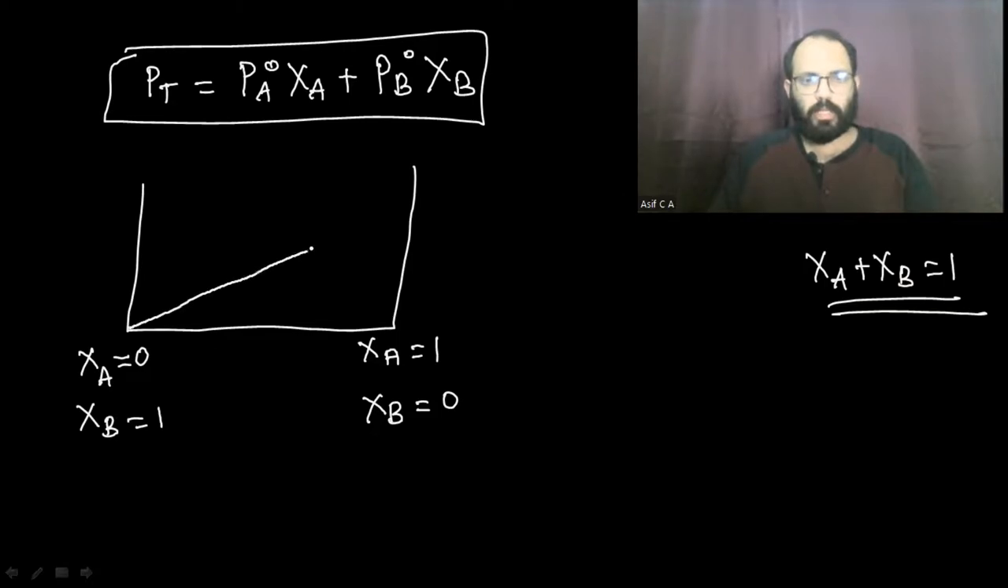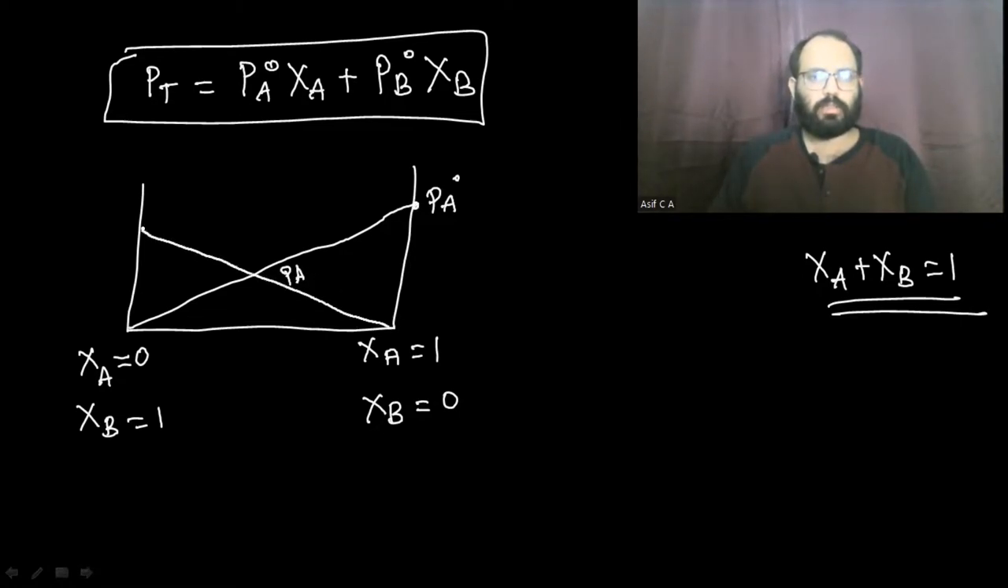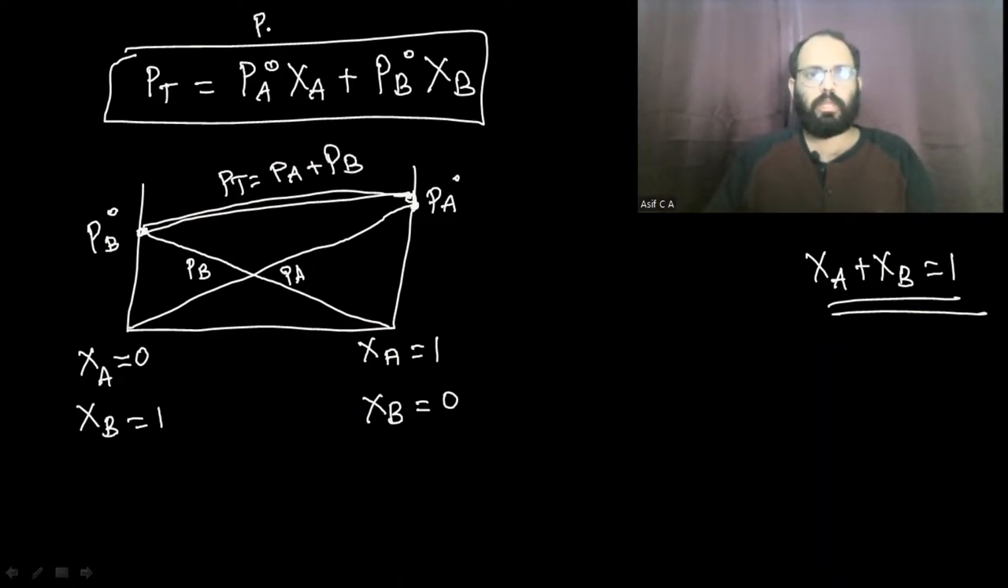So we get a graph like this for PA. This is PA naught, when XA is 1, PT is equal to PA naught. This is the line of PA, and the other line goes like this. Just imagine PA naught is greater than PB naught. This is PB naught, and this is the PB line, a straight line. This is P total, PA plus PB, and this is PA.